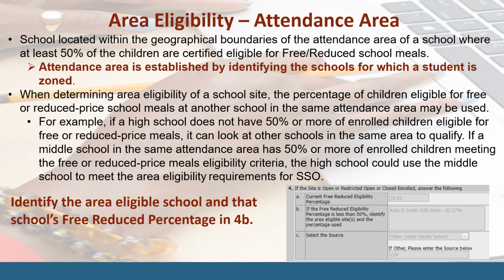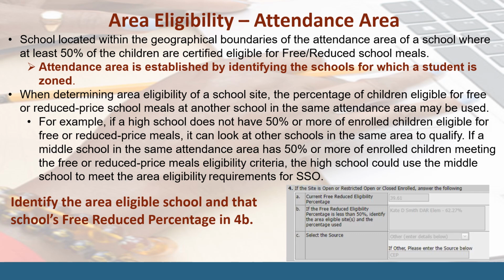Area eligibility for attendance area. If a school is located within the geographical boundaries of the attendance area of a school where at least 50% of the children are certified eligible for free or reduced school meals, they are deemed area eligible. Attendance area is established by identifying the schools for which a student is zoned. When determining area eligibility of a school site, the percentage of children eligible for free or reduced price school meals at another school in the same attendance area may be used.